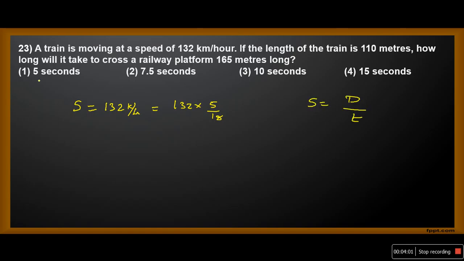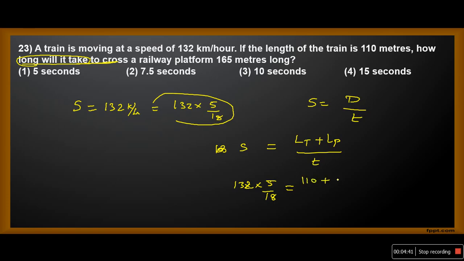What is the question asking us to find? How long will it take? It means it is asking us to find the time taken by the train to cross a platform of 165 meters. So, distance is nothing but the length of the train, because it is crossing its own length as well as the length of the platform. So, distance traveled is the length of the train plus the length of the platform, divided by time t. This is the speed. So, 132 into 5 by 18 is equal to 110 plus 165 by t.